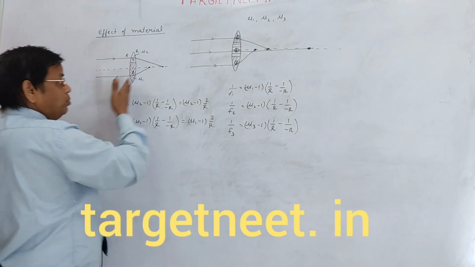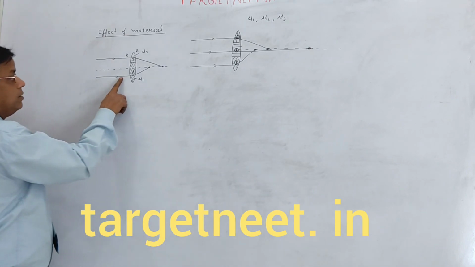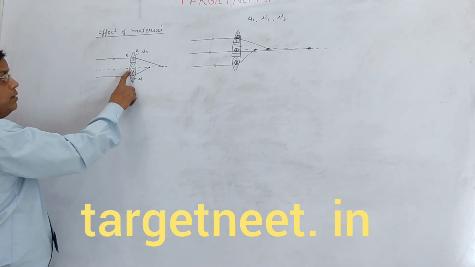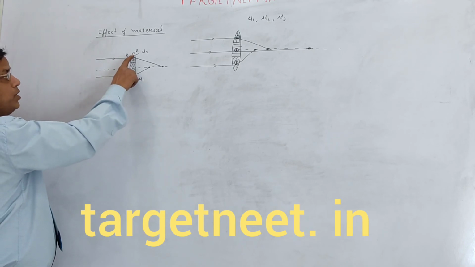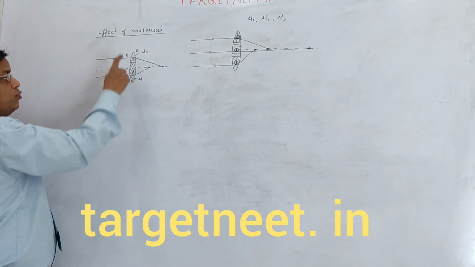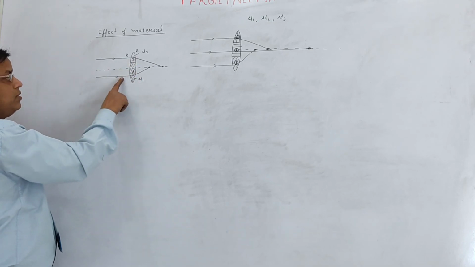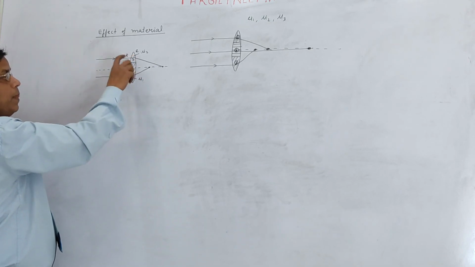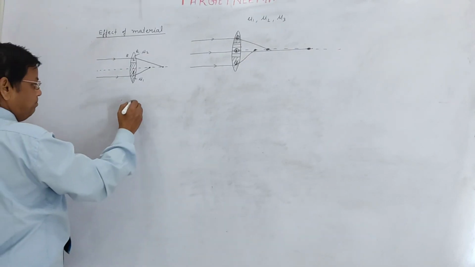But if I put the material not like this, here this ray is totally influenced by this material, and this ray is totally influenced by this material. So this ray is not influenced by this material, or this ray is not influenced by this material. So it is passing ultimately through only one material.